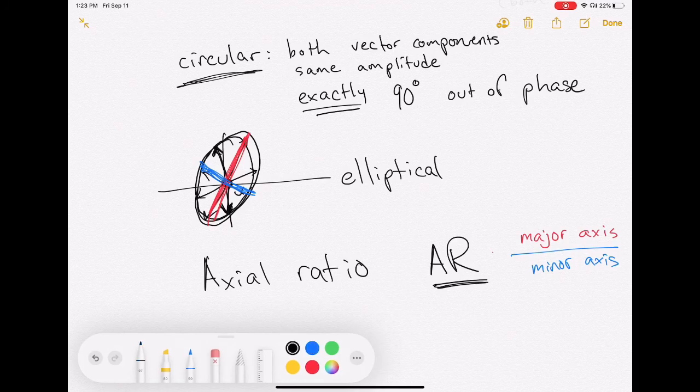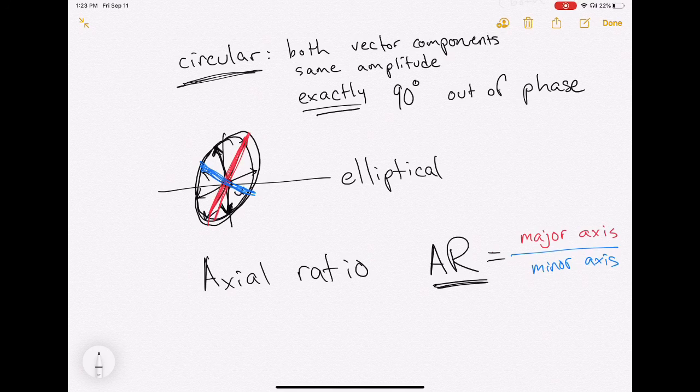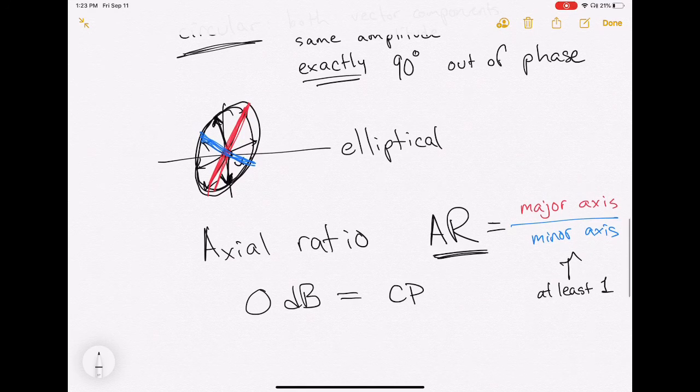This is usually reported in dB because everything is reported in dB in antenna world, which means that an axial ratio of 0 dB is circular polarization. This ratio is always going to be at least 1, since we said that the major axis has to be on top. So any axial ratio value greater than 0 dB is a description of how not circular the axial ratio is.